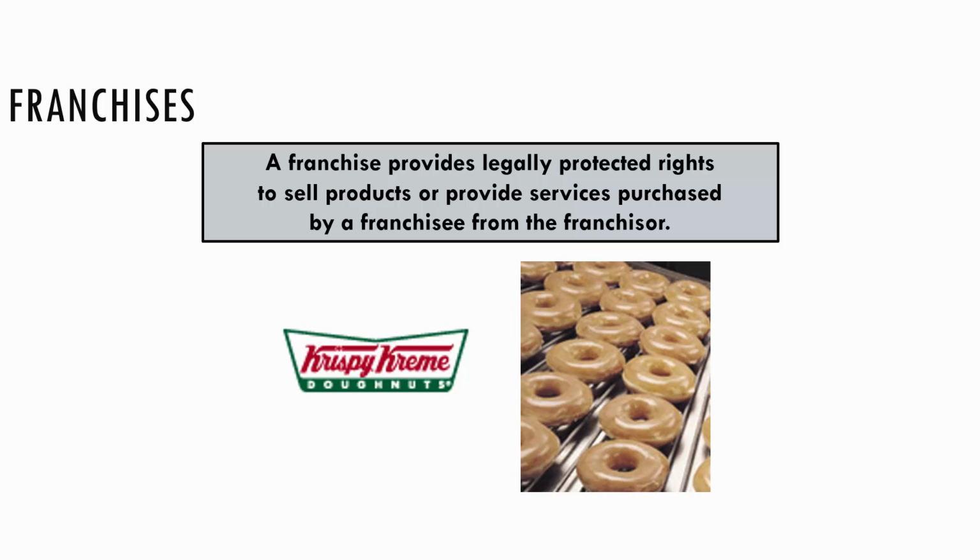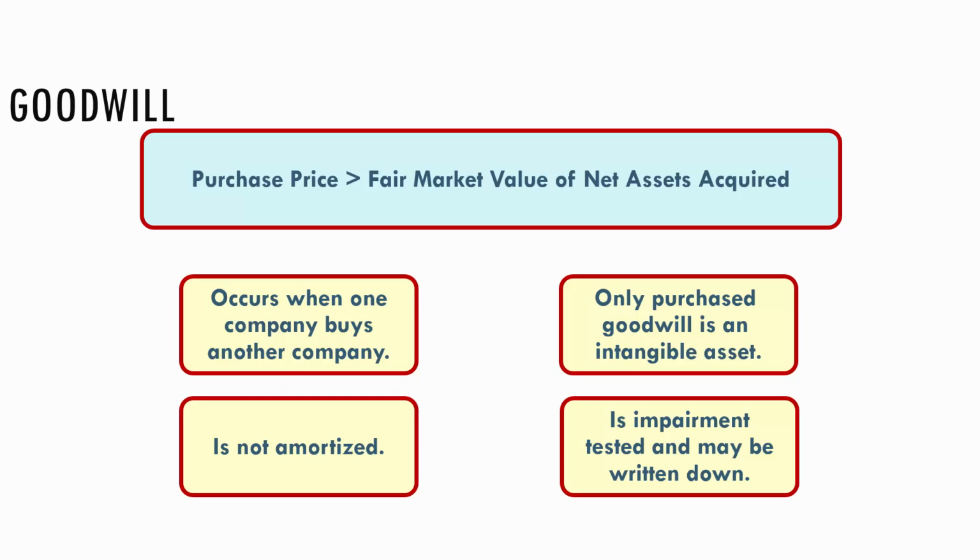Franchises. Now, goodwill is something that is not amortized. It's not amortized at all. It's when a company acquires another company and they pay more than the fair value of the net assets of another company. That's what goodwill is. And it's not amortized, but you do impairment tests.